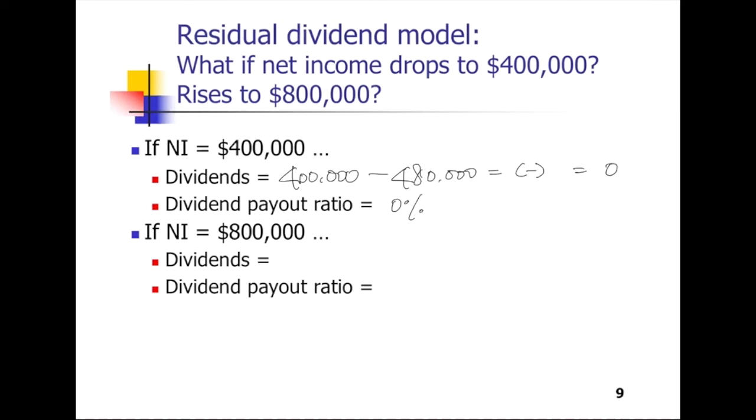And if the net income rises to $800,000, in this case, subtract this required equity, then get this amount of dividend, right? And the dividend payout ratio can be calculated by dividend over net income, right? Yeah, that is the answer to this question.